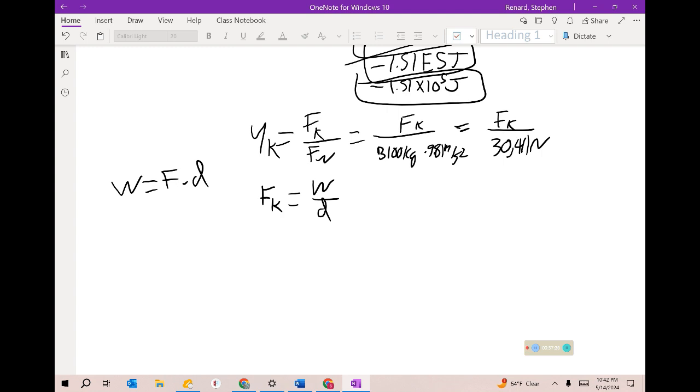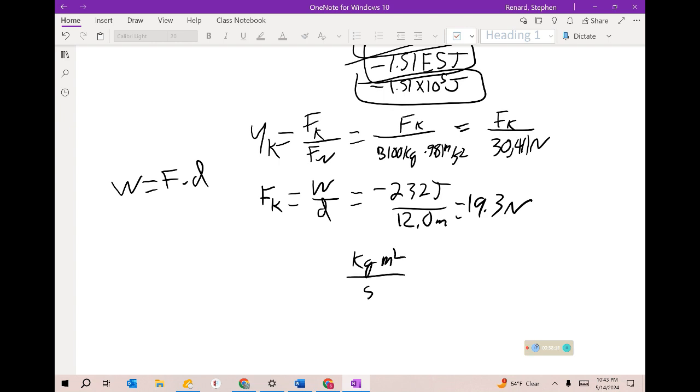And think about it this way. If I roll a ball on the ground, it doesn't keep going forever. It stops. And the reason it stops is because friction takes away that energy. The work that friction did is equal to the energy it started with. So in this case, that's negative 232 joules. We figure out that it took 12 meters to stop. So the force of kinetic friction in this case, 232 divided by 12.0 meters, is 19.3 newtons. Again, remember joules are kilogram meters squared per second squared. If we divide that by meters, we get kilogram meters per second squared, which is newtons.